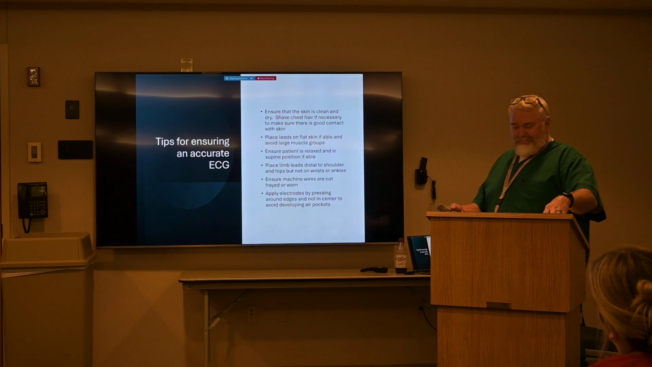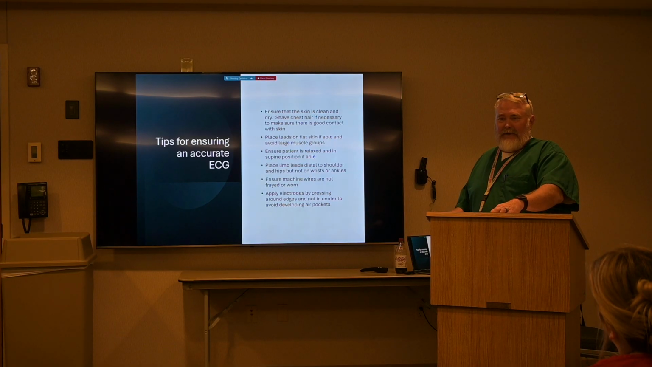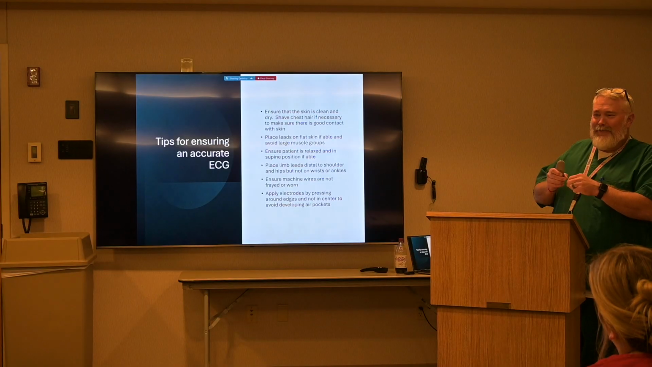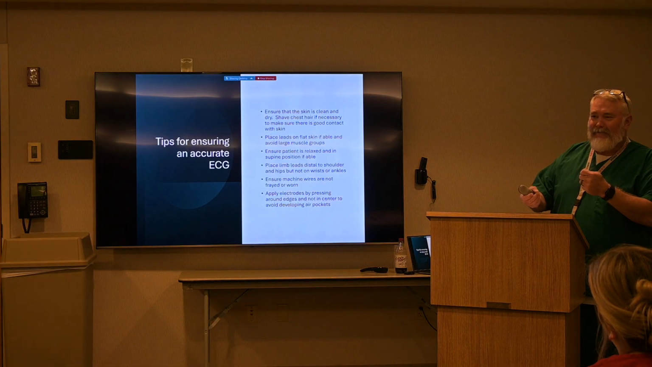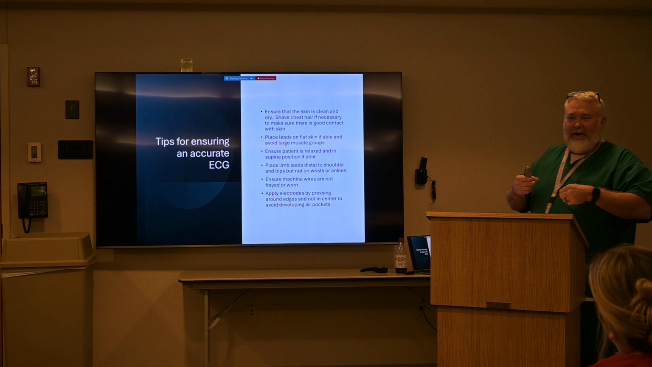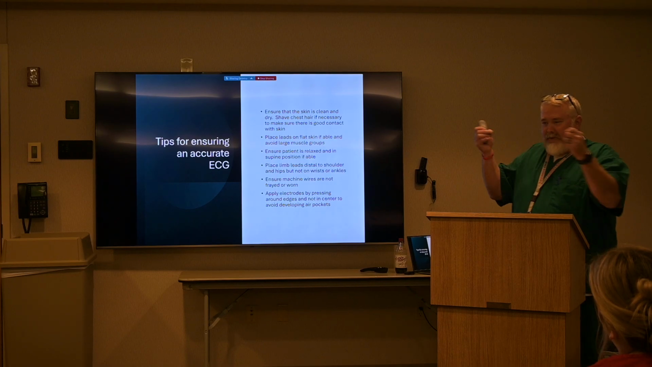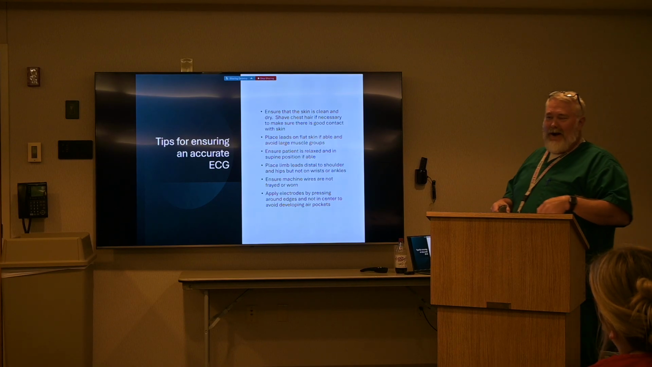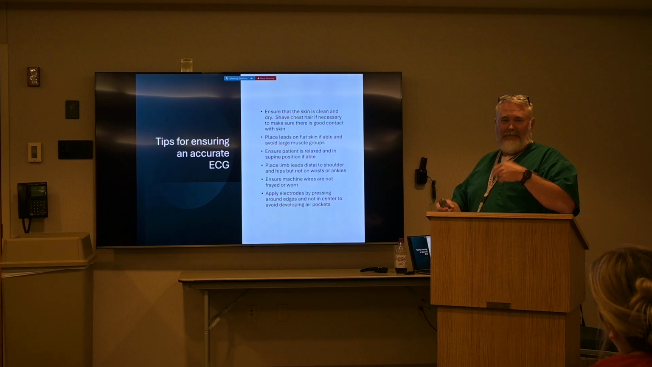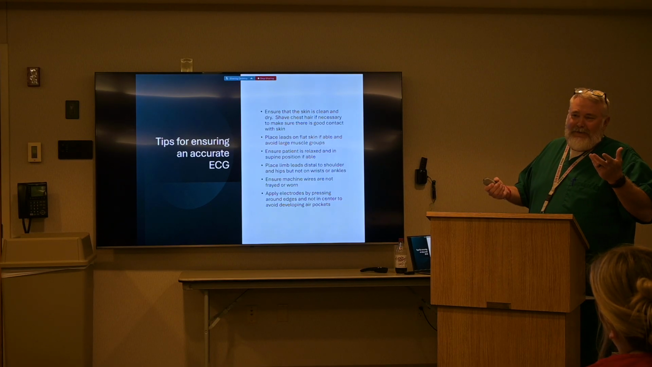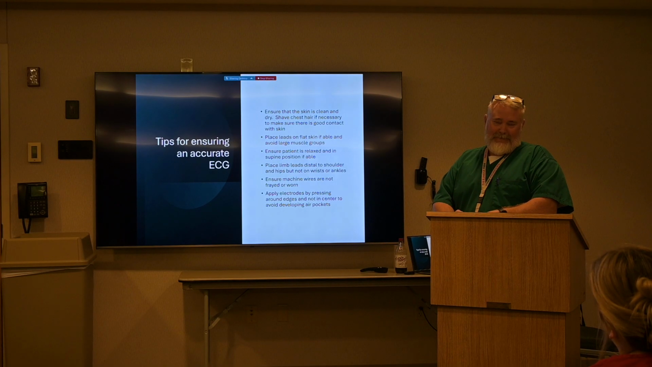EKG leads can be a pain getting the patches on. You tear the cover off and then try to put it on the lead, and it sticks, and then it bunches up. So I always try to put them on and then peel them off when I put them on. But do whatever works. That's a minor thing.